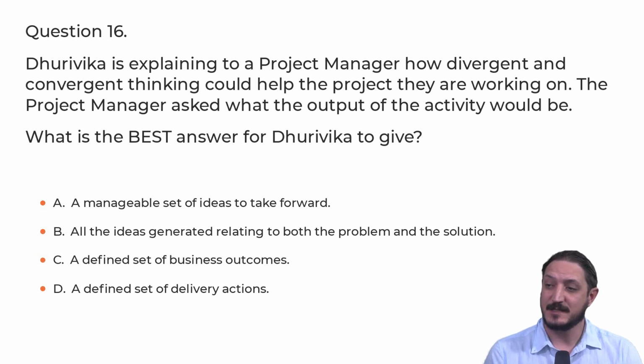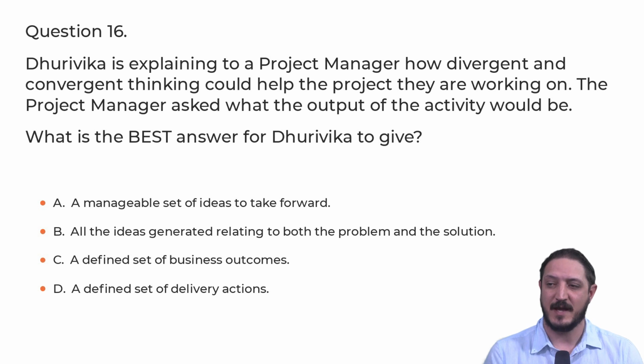She is explaining to a project manager how divergent and convergent thinking could help the project they are working on. The project manager asks what the output of the activities would be. What is the best answer for Derivka to give? Then we have 4 answers here, of which we have to select one because it says the best. That's in the instructions there.